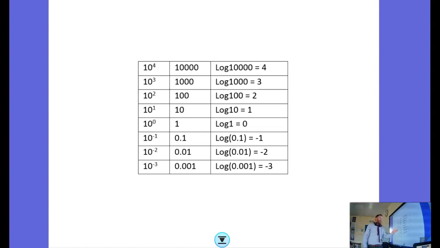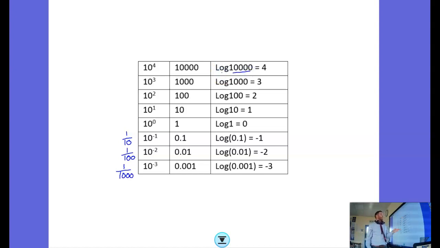Then 10 to the power negative 1 is 1 over 10, or 0.1. We could write that as 1 over 10. 10 to the power minus 2 is 1 over 10 squared, or 0.01. 10 to the power minus 3 is 1 over 10 cubed, or 0.001.